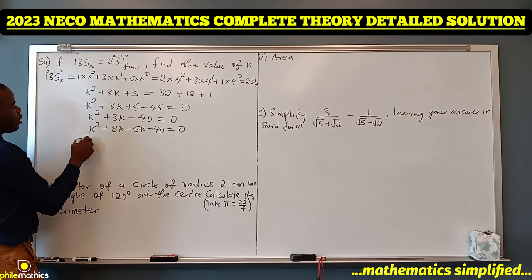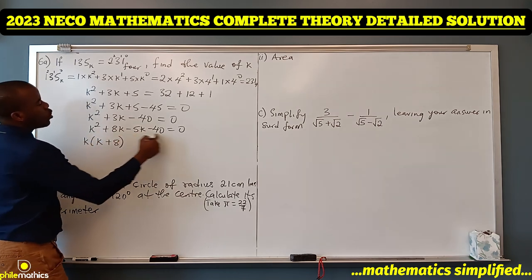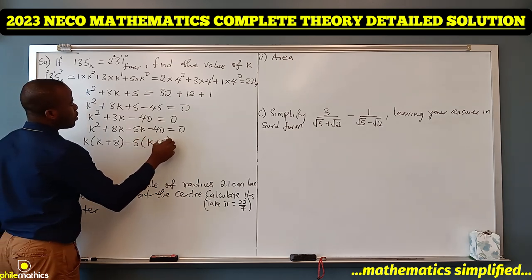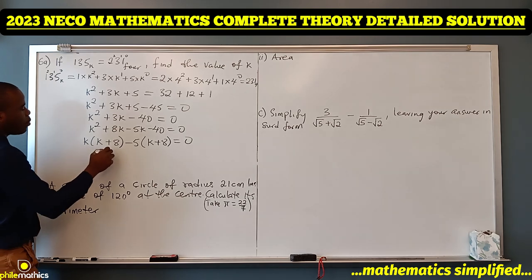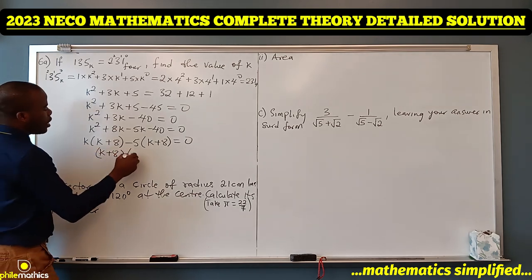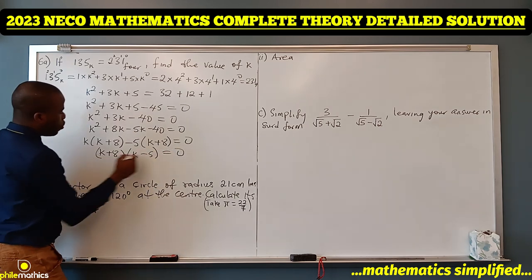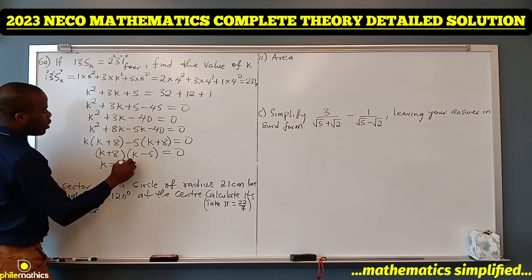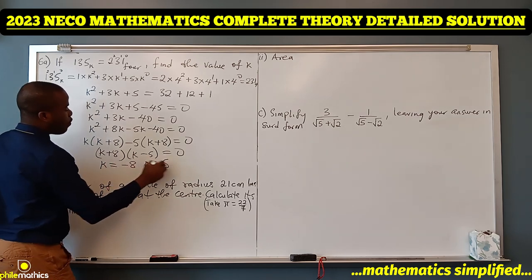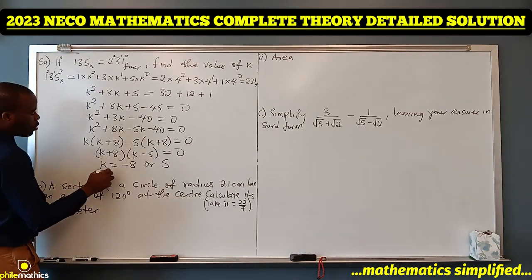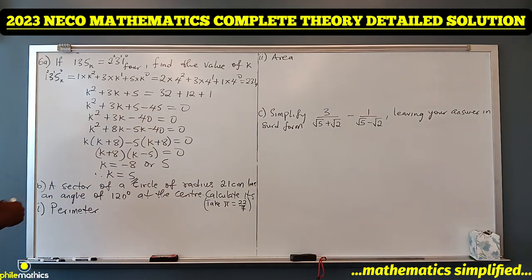What's common here is K, and we have K plus 8. What's common here is minus 5. We have K plus 8 equals 0. We'll factorize K plus 8. K plus 8, what we are left with here is K, and here is minus 5, equals 0. It's either this is 0 or this is 0. So K will be minus 8 or 5. But K cannot be negative because we don't have a negative base. Therefore, K equals 5.